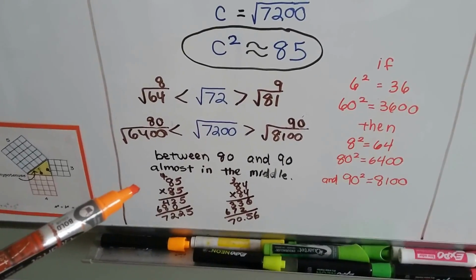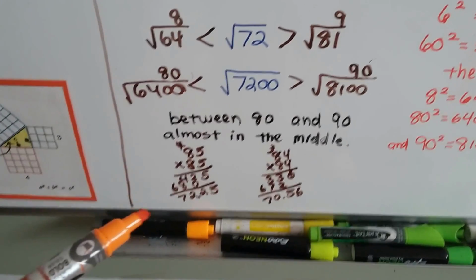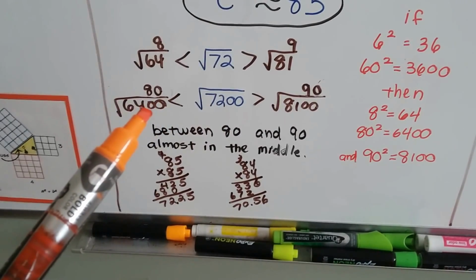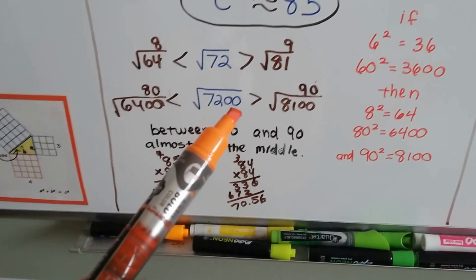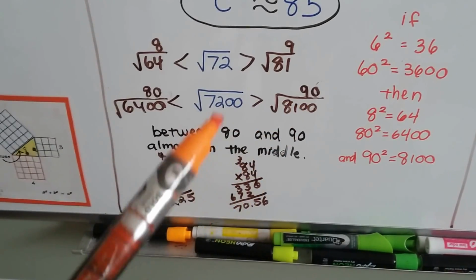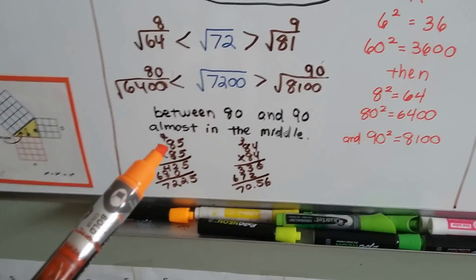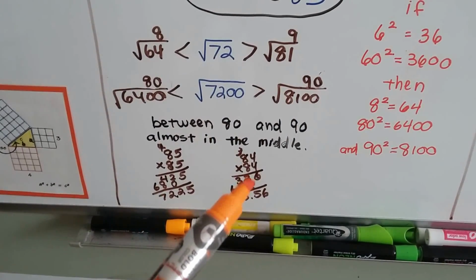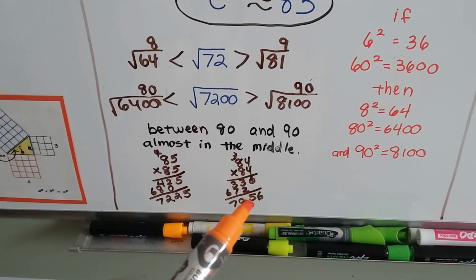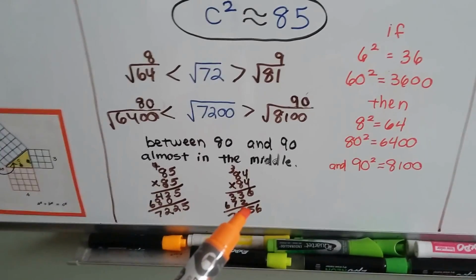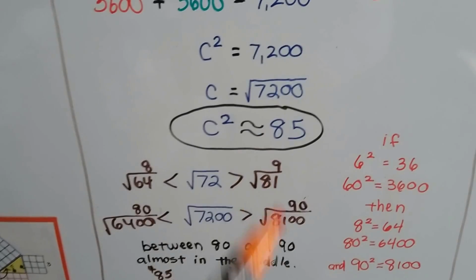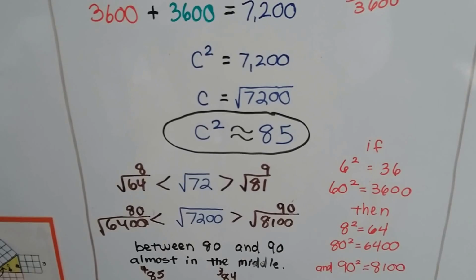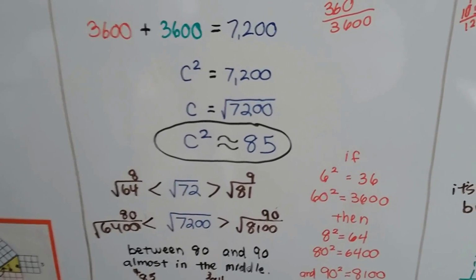So we know it's between 80 and 90, so we do a little math, and we think about how far away 7,200 is from 6,400. That's about 800 away. And it's about 900 away from 8,100, so it's almost in the middle. So we try 85. That's between 80 and 90. And we get 7,225. And when we do 84, we only get 7,056. Well, that's too small. So we're going to use our approximate symbol and say it's about 85. See? 85 times 85 would get us close to that 7,200.